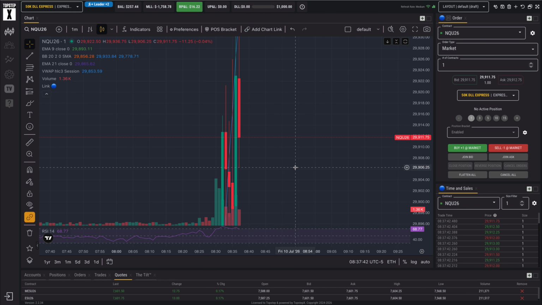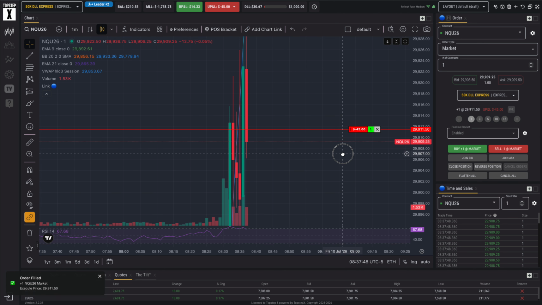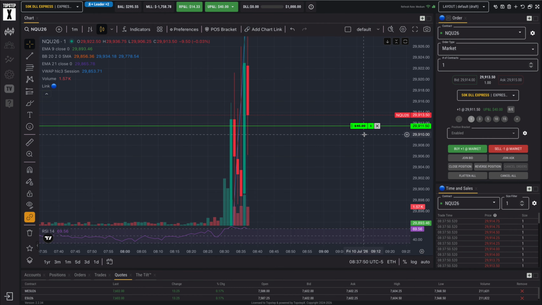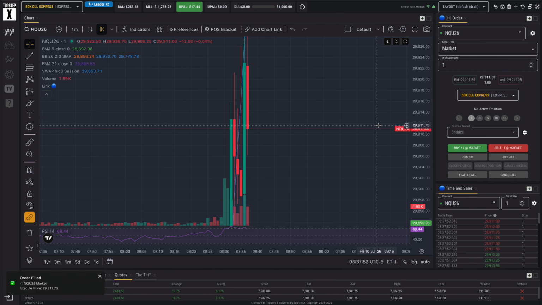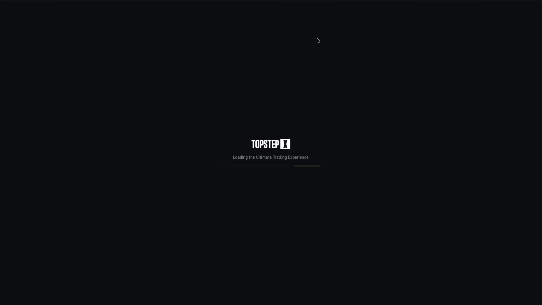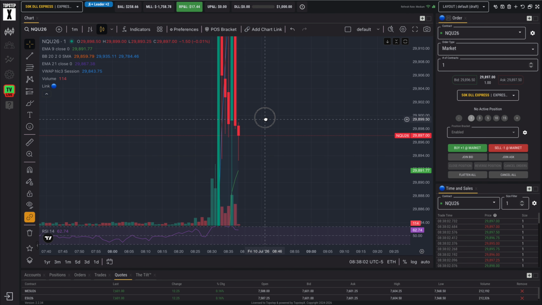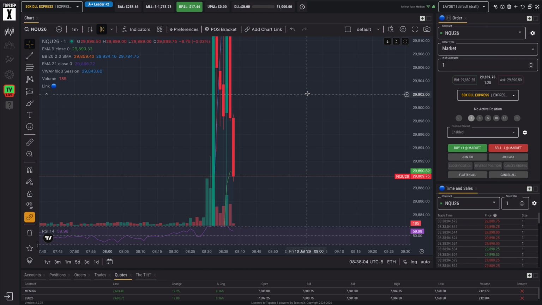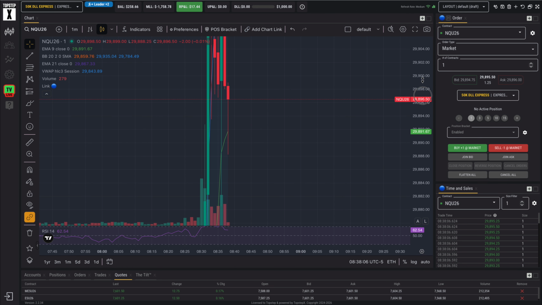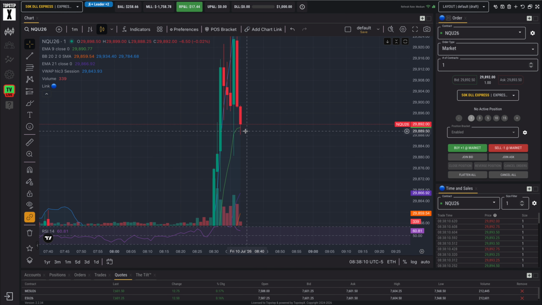So here's the pullback we wanted. I can buy right there. It's not the best spot, but whatever. It's okay. I wanted to cash that out at 80. Let's refresh that. How much do I have here? 17. That's okay. Didn't really pull back too much, did it? Let's see what it does off the EMA here.